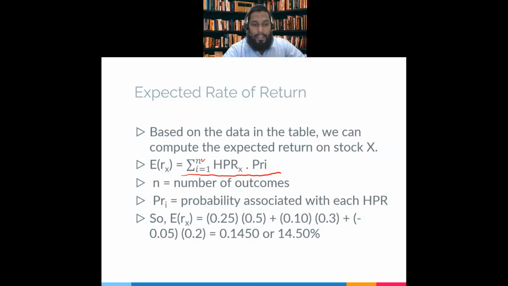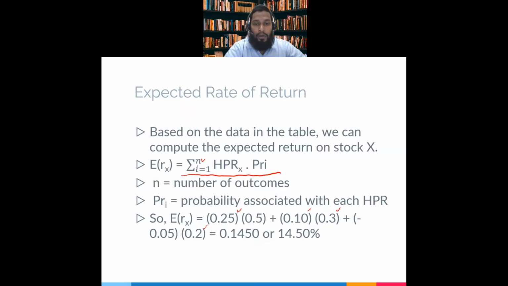So, based on the data in the table, if we want to calculate the expected rate of return, we need to take the holding period return, first 25%, multiplied by the probability, which was 50%. Okay, we multiply and then we add the second, during the time of normal, 10% return and the probability is 30%. We multiply and then add the third scenario, a recession, minus 5% multiplied by 20% probability.